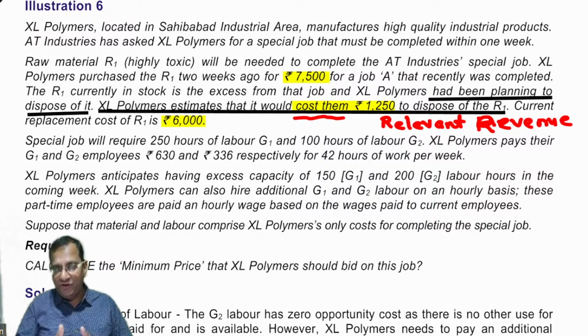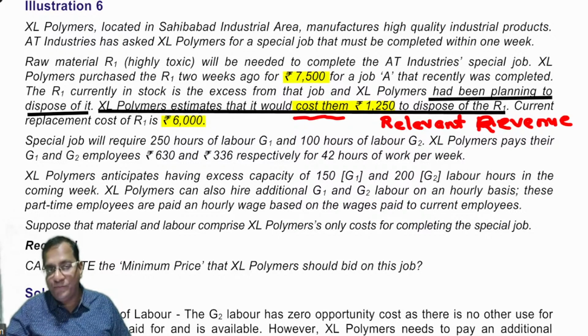Now, if we accept the special order of that customer, we can use raw material R1 in the production process. Therefore, there is no need to destroy R1. Before the special order, we had an outflow of 1,250. Now, due to the special order, there is no need for destroyal. We can use such raw material in the production process. So, due to the special order, the rupee 1,250 outflow has been avoided. So it will be a benefit for the organization. It will not be a cost to the organization.